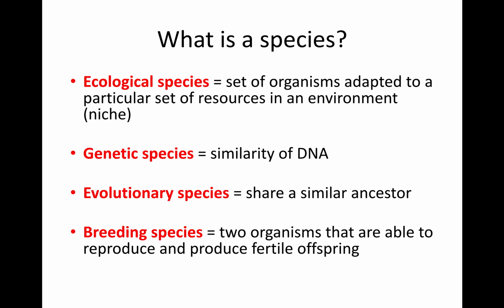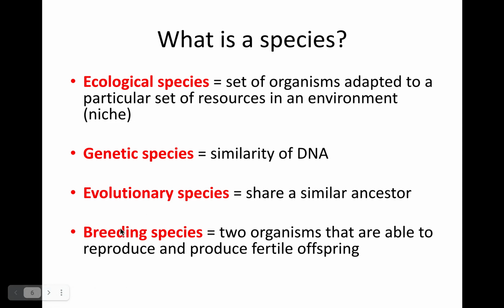But not all scientists agree on the definition for species, so sometimes this can get a little confusing and it can mess up our classifying of organisms. Sometimes they'll say it's an ecological species, which is a set of organisms adapted to a particular set of resources in an environment, like they have the same niche. Or it could be a genetic species, meaning they have similarities in their DNA. Or an evolutionary species, where they share a similar ancestor because of maybe homologous structures. Or a breeding species, which is two organisms that are able to reproduce and produce fertile offspring.